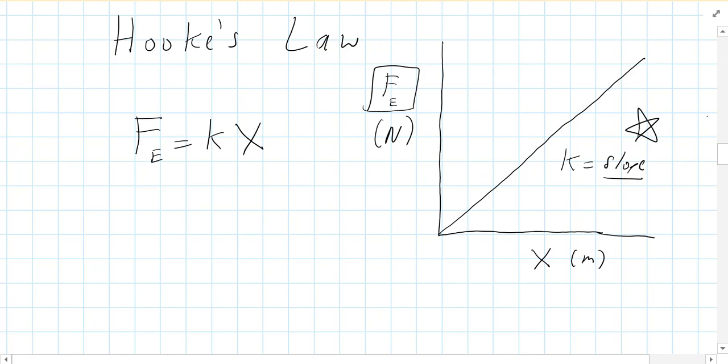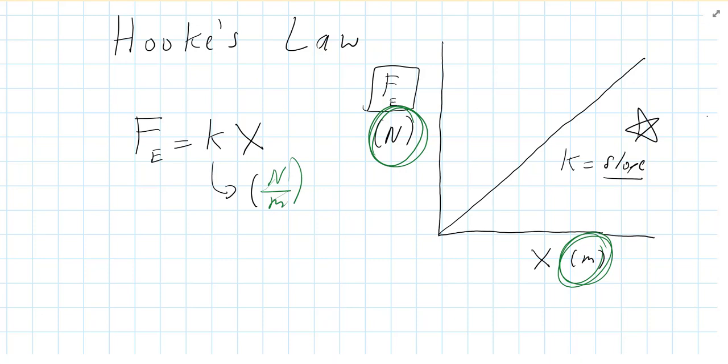Okay, the units for K, well, when you do slope, you're doing rise over run. So what are our units? Well, our rise units are newtons and our run units are meters. So your units for your slope are newtons per meter. And that is the stiffness of the spring, how hard it is to compress or stretch. All springs are different. They all have different values for K. It depends on the spring.